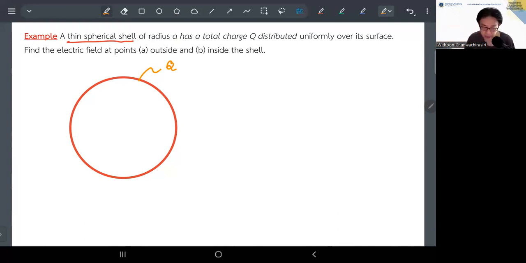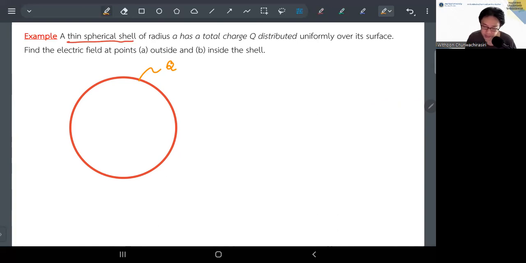And that leads you to, oh, if it's already spherical, your Gaussian surface is supposed to be spherical as well. What else could it be, right? Because the symmetry of the problem is still a spherical symmetry. So let's pick a spherical surface to be our Gaussian surface. All right, so let's apply the outside first.